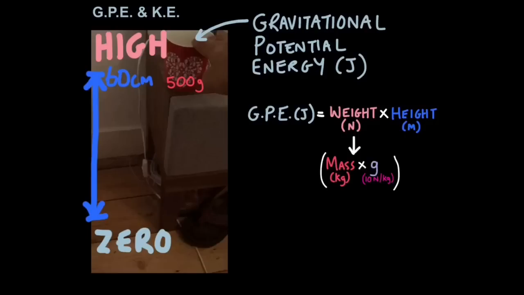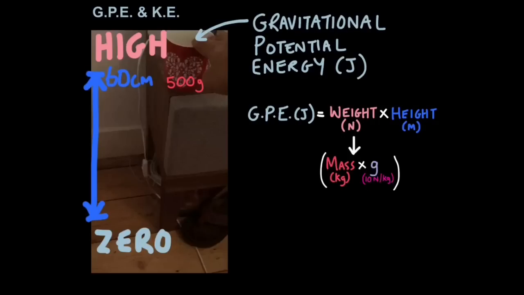But remember, we're making a link to another equation. Weight is calculated by the mass of an object multiplied by the gravitational field strength of our planet, which is always 10 newtons per kilogram. So just remember, G, the gravitational field strength on Earth, is always 10. So mass times 10 will give you weight, and then you multiply it by height.